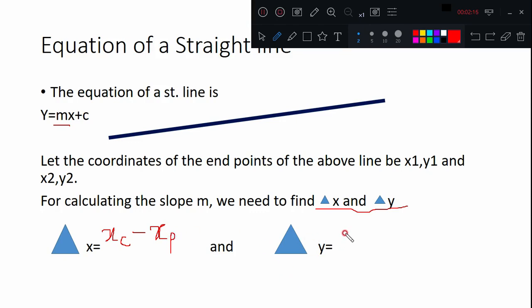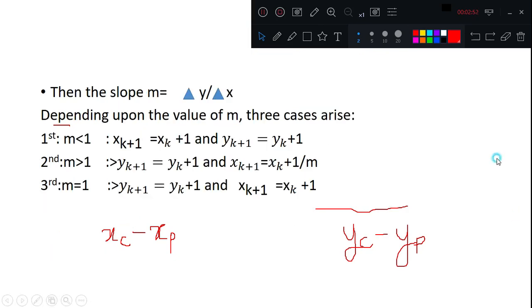Same is the case here: the value of y currently and the value of y previously. Now after calculating the difference between the current value of x and the previous value of x, and the current value of y and the previous value of y, we obtain delta x and delta y. Then for finding the slope, we have to get delta y by delta x. Fine. This will give us the slope m.